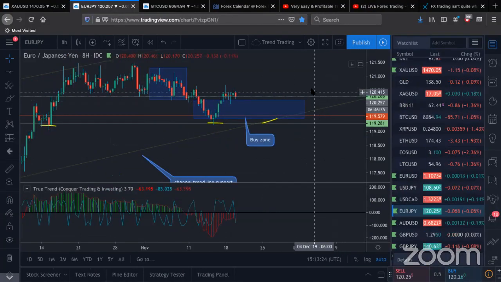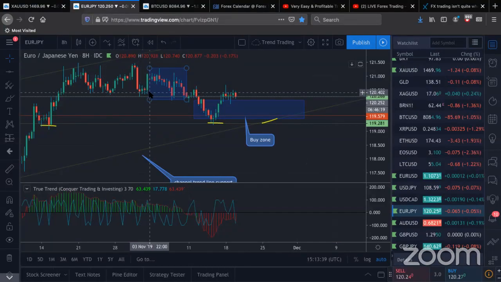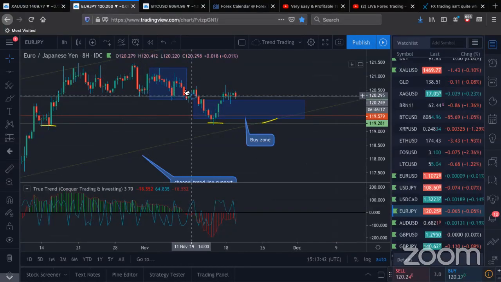$120.38. Yep. That 120.38 looks like you have this support. Yeah, it's not clear in this area, but I see it. And then over here, it's resistance.